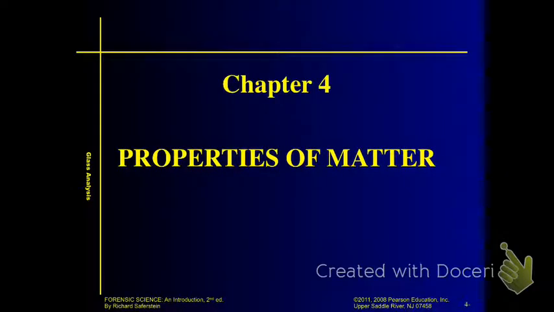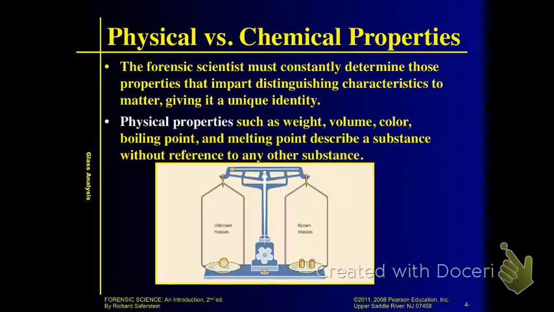Topic 4 is mainly Chapter 4, which is Properties of Matter. We're going to do a little bit of a chemistry review and then go into how glass is analyzed. So first thing is determining what's a physical property and what's a chemical property.